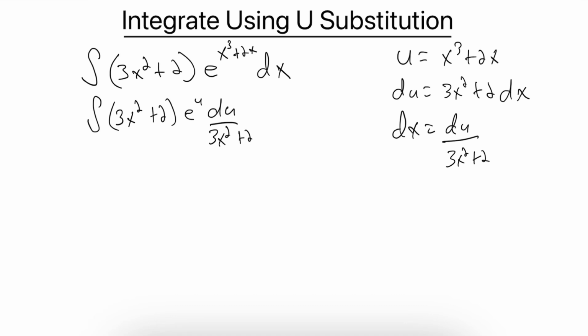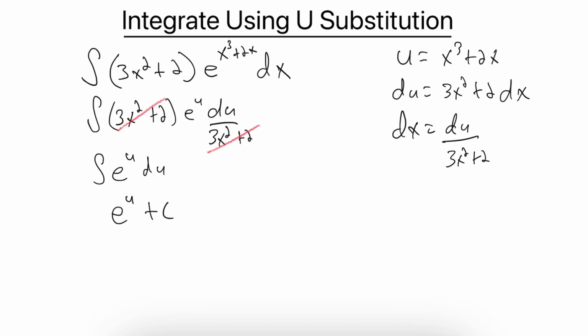So now our 3x squared plus 2's will cancel, leaving us with the integral of e to the u du. So now we're going to integrate. The antiderivative of e to the u is e to the power of u. So e raised to the power of u plus c.